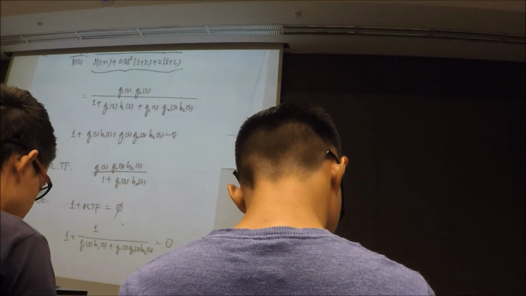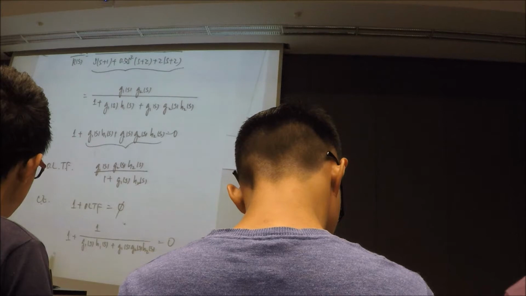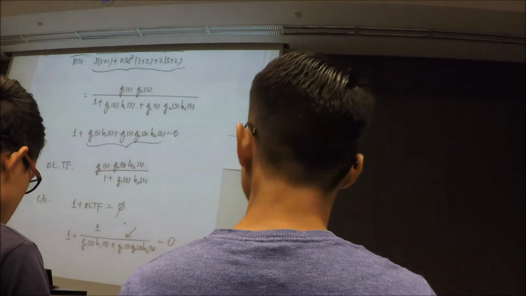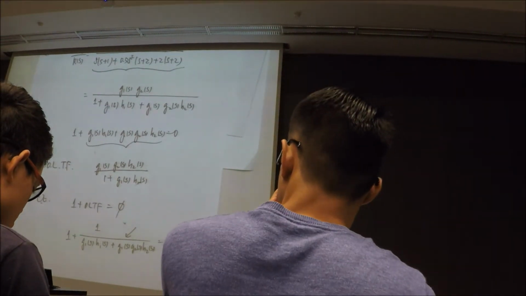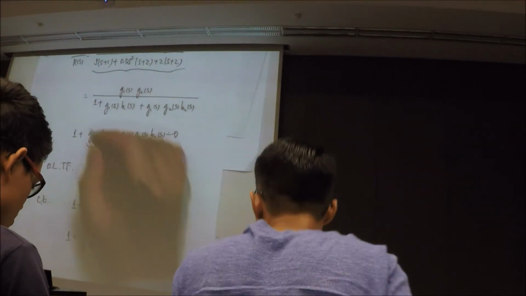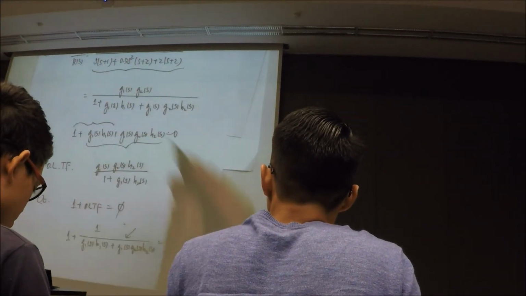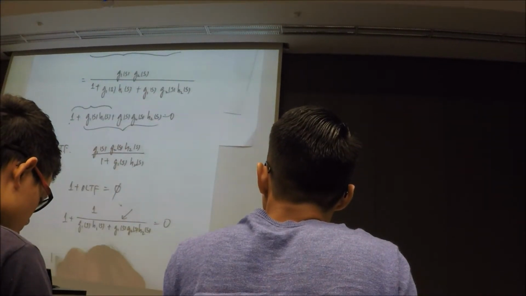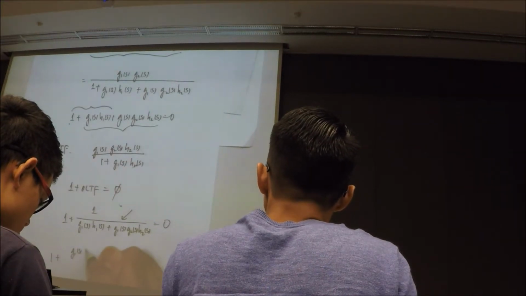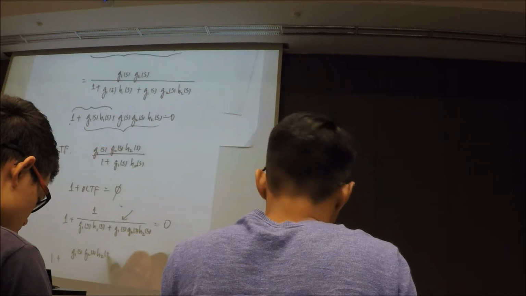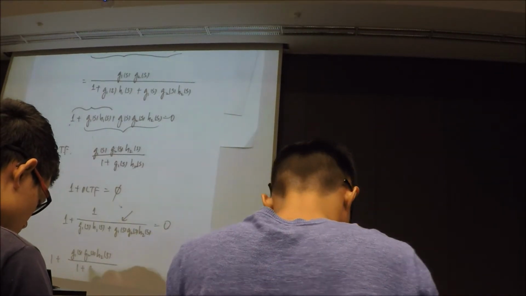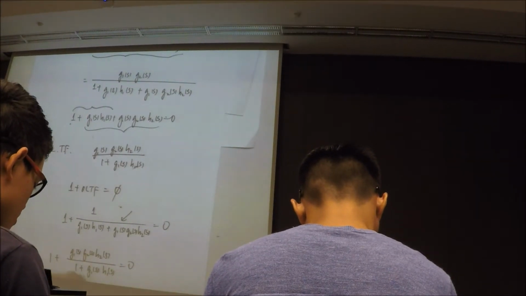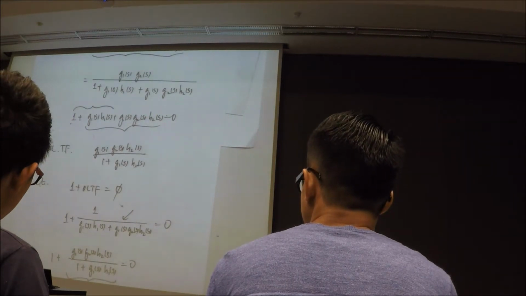This is also possible. I take the whole thing divided by this, so I get 1 plus this, and then I call this my open loop transfer function. In this case, I take the equation and divide by 1 plus G1(s)H1(s). As a result, I get 1 plus G1(s)G2(s)H2(s) divided by 1 plus G1(s)H1(s) equal to 0. So this is your characteristic equation, and this is my open loop transfer function.